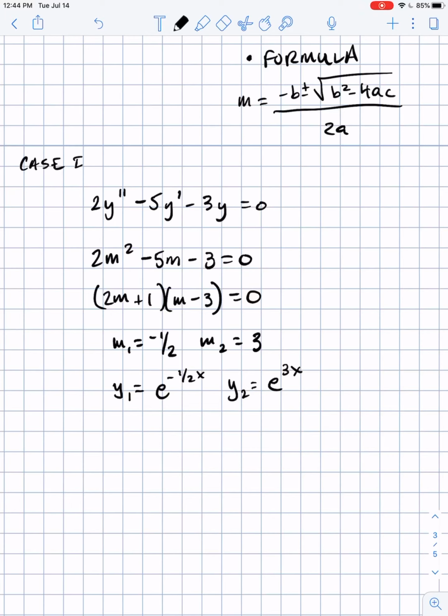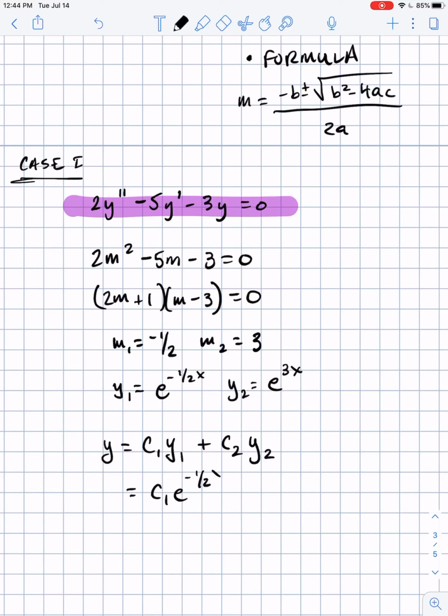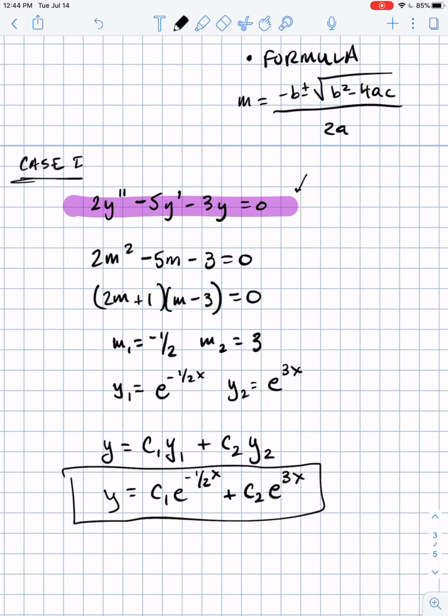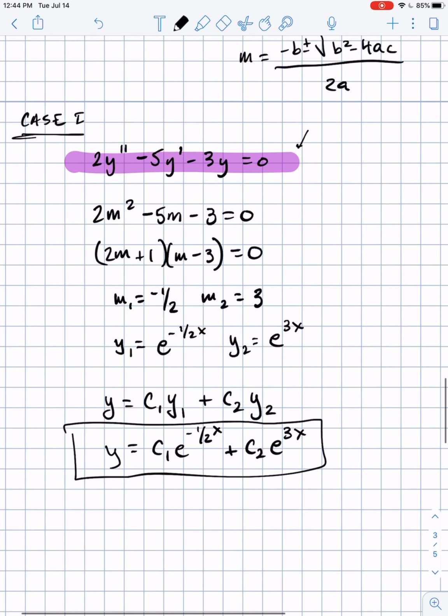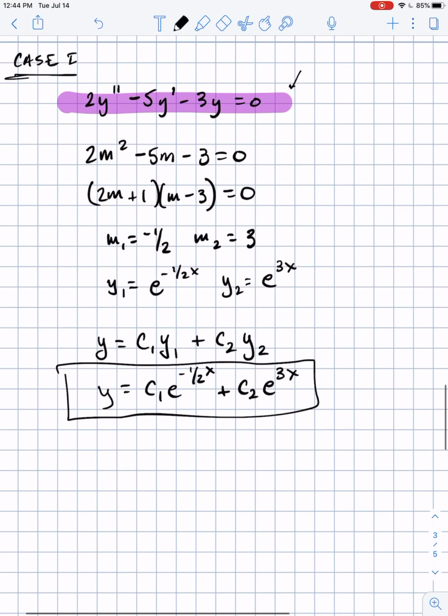Okay, now when you're finding the solution to this, you write it as y equals c1 y1 plus c2 y2. And again, really, the order doesn't matter. Okay, and then that would be your general solution for this differential equation. So that's the case 1. If you noticed, right, this was factorable.